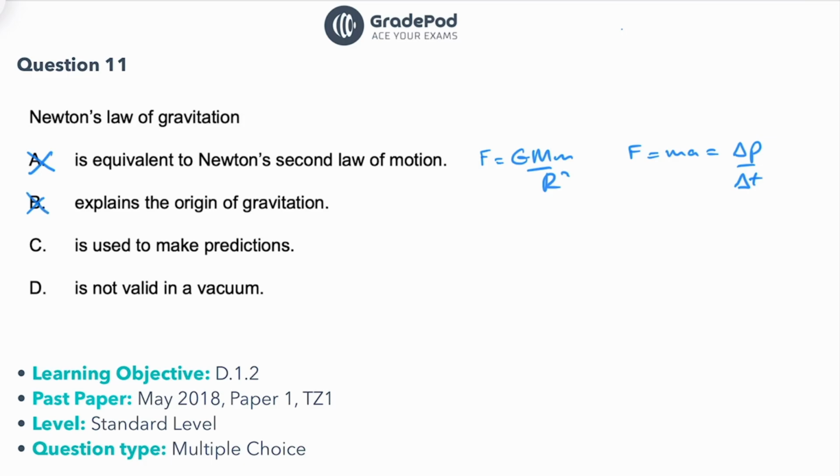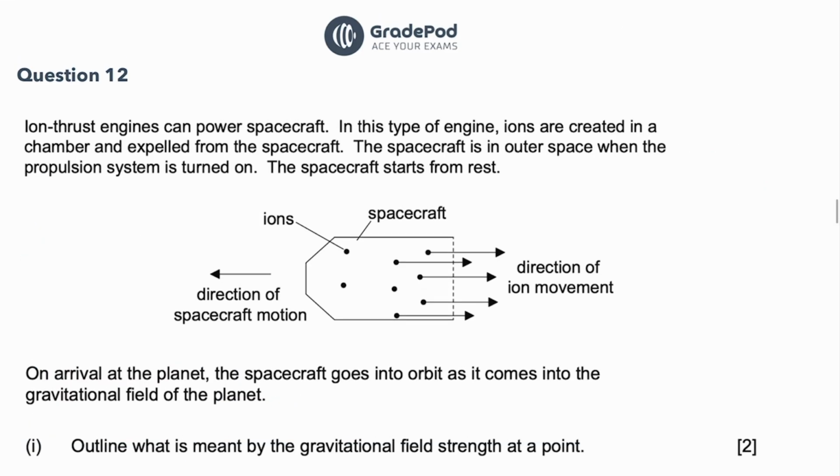There's much more intricate and detailed physics needed to do that. C, it is used to make predictions. Yes, well, we can work out the force between planets and objects using that law. D, it's not valid in a vacuum. It's not that either. Newton's law of gravitation is a field. It doesn't need any particles for it to transfer through. So that's not true either. Our answer is C. Question 12. Ion thrust engines can power spacecraft. In this type of engine, ions are created in a chamber and expelled from the spacecraft.